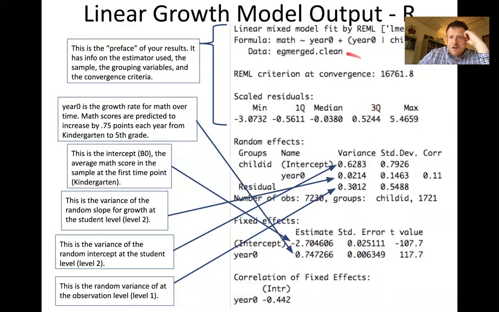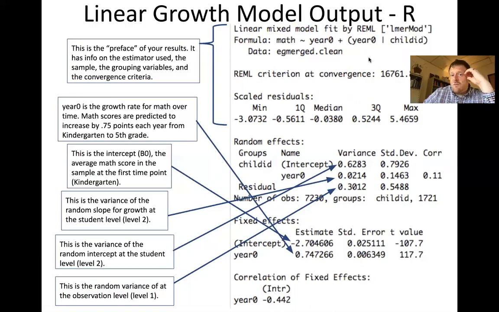Same thing in R. Here is your preface. There's your code. So this again is a model that includes a random slope. So year 0 is included twice. Year 0 is included as a predictor here, and also as a predictor here in the random effects equation. So we're looking at random variability in slope as well as in intercept.